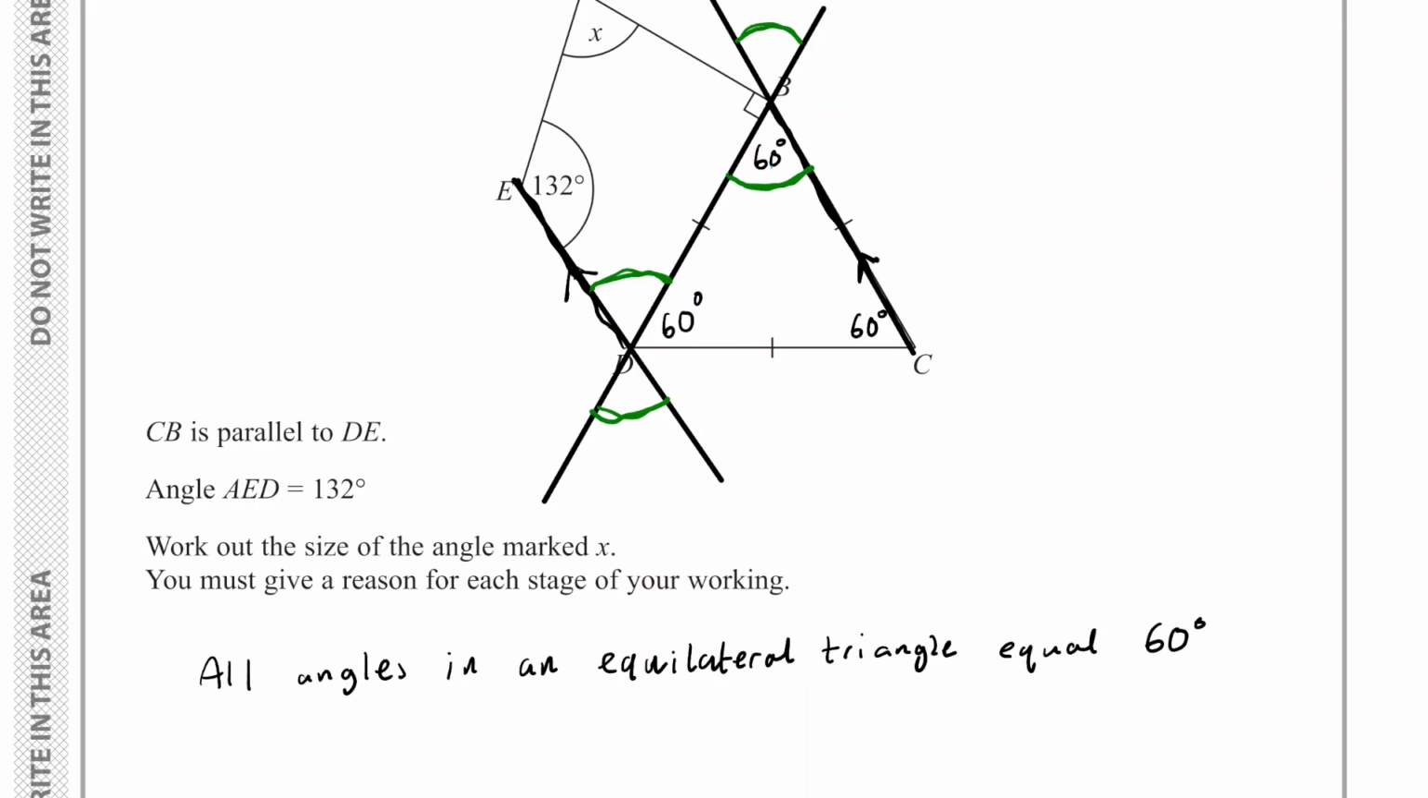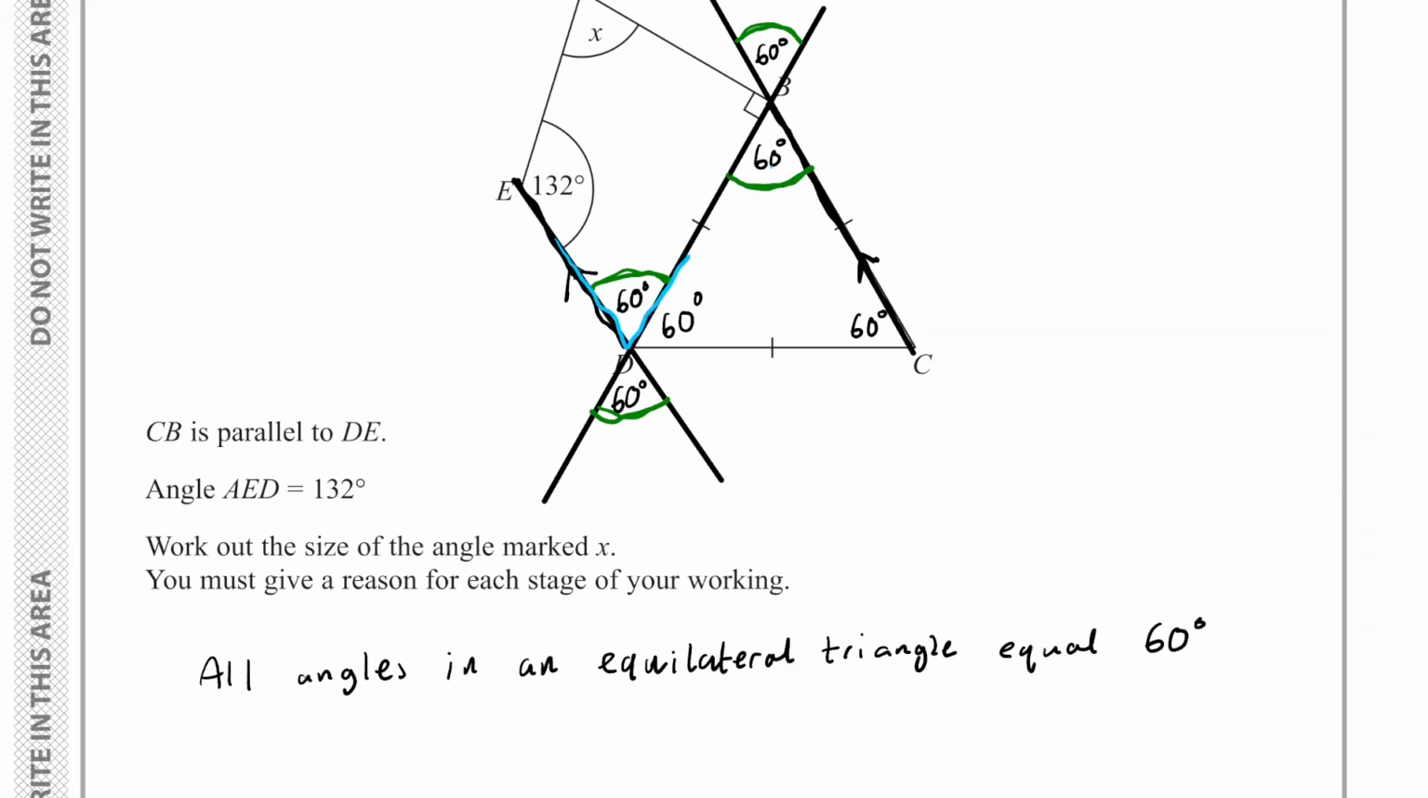So opposite angles are equal. So if this angle is 60 degrees, the one opposite it is also 60 degrees. And then we could use corresponding angles. So this angle is 60 because this angle is 60. Or alternatively, we could use alternate angles.